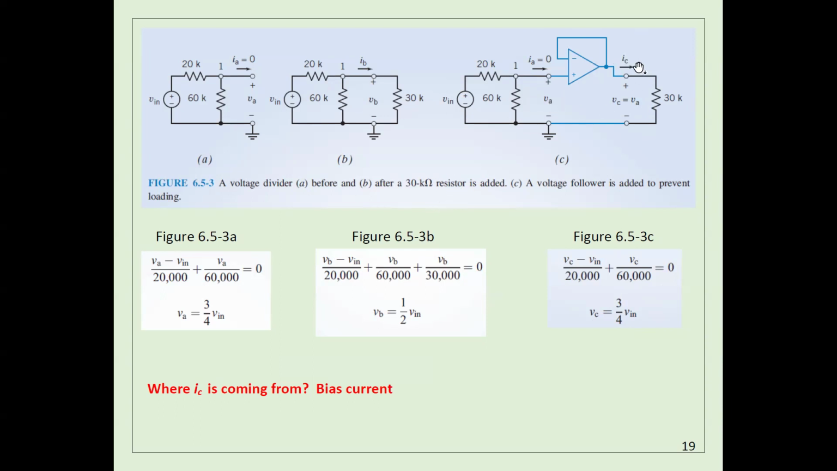Where is this current coming from? Coming from the bias, because I'm not going to take almost zero current. Any questions?